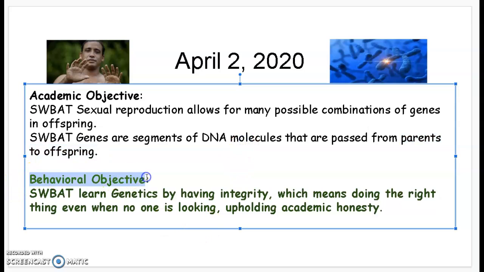And behavior objective, once again, students are to show integrity and academic honesty. Moving on.